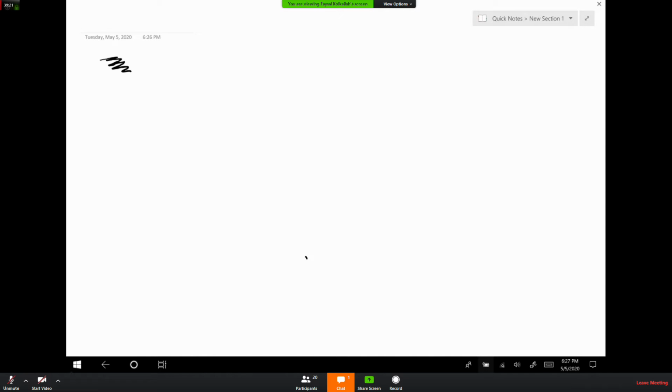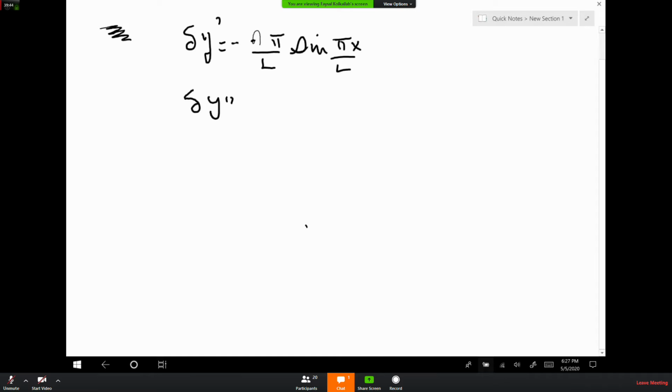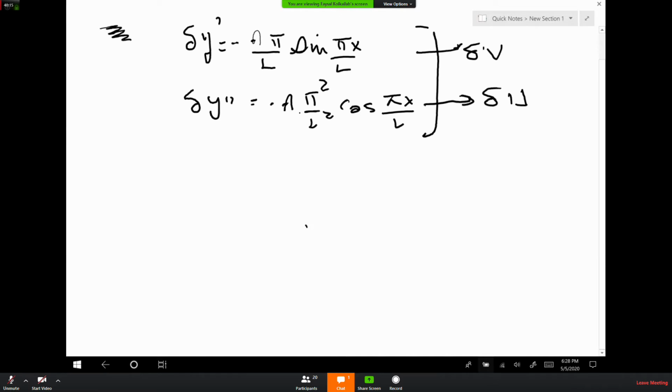So we are saying delta y prime is equal, for the third time, minus A pi over L sine pi x over L, and delta y double prime is minus A pi over L square cosine pi x over L. So we got delta y prime and delta y double prime. Now, since we got these two, this will give me delta V, and this should give me delta U.